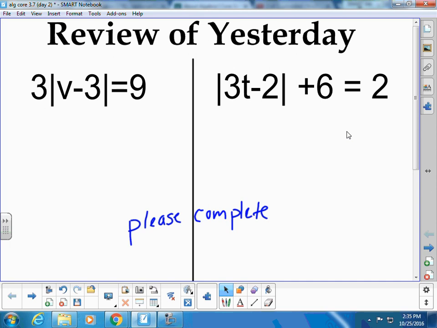3.7.2 is what we're going to do today, and I want you to start by doing these two problems. Remember, get the absolute value part by itself, and then you have two equations that you're working on. Every time it breaks up into two. So complete that and we'll check them tomorrow.